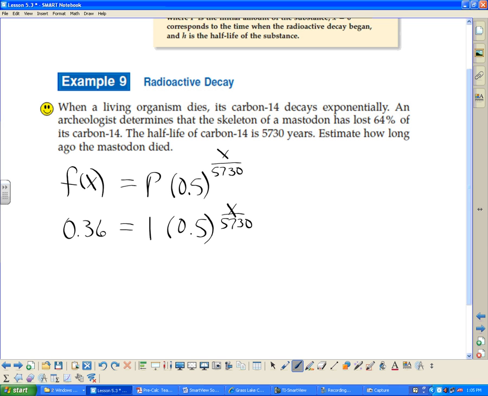Well, here's the thing. Since we're looking at half-life, it takes 5,730 years for it to get to half of where it started. So if we are at 0.36, that's even less than half, so that means it's going to take even more years to get to that point. So my value of x is going to be greater than 5,730.